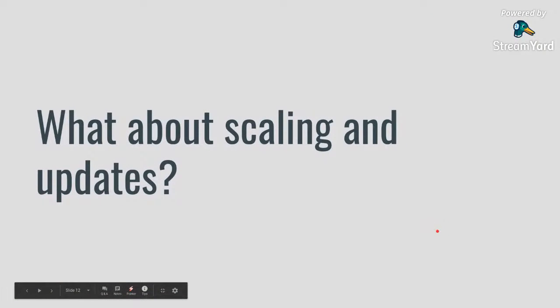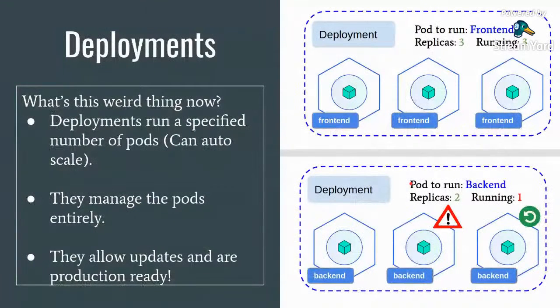So now, what about the other one? What about scaling and what about updates? How do we handle this? A fairly simple and straightforward solution is to use deployments. This again is another sort of Kubernetes object. What this does is, you just tell a deployment what pod to run and how many of them to run. So you can tell, okay, deployment, I need 3 instances of front end. And the deployment will take care of that.